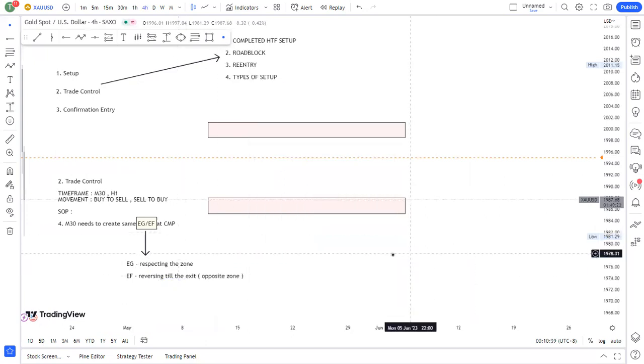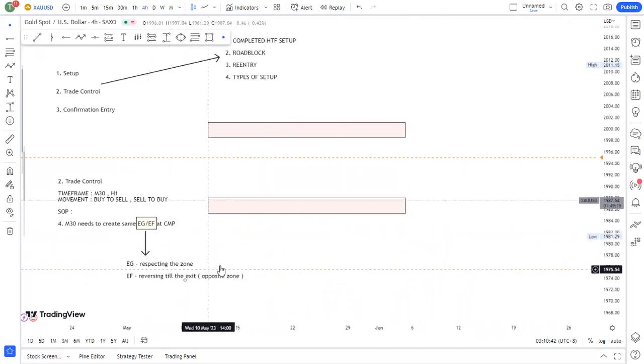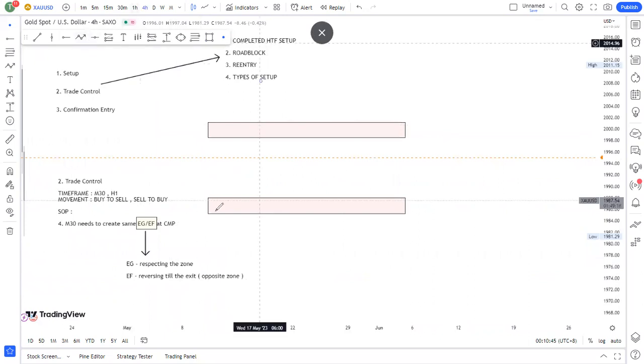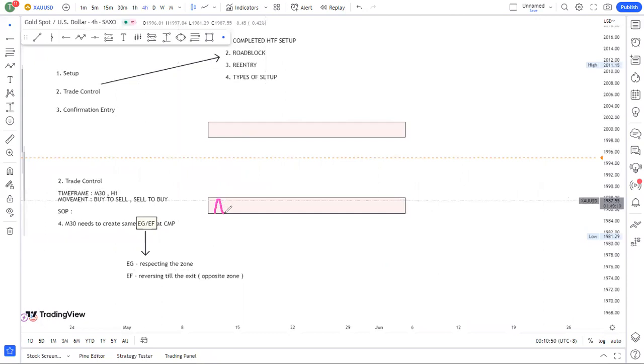Okay. So when we talk about respecting the zone, no matter how many pips it is, if the price gets into the zone and M30 creates an EG, we know the price is going to respect this buy zone. Then it goes down, goes up about 5 or 10 pips, and goes down again. But this is what we call respect.